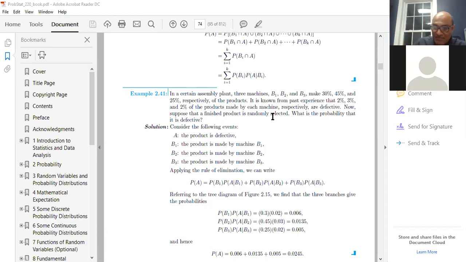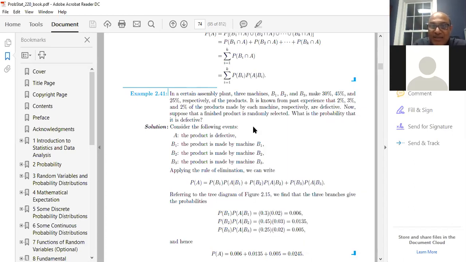What is the probability that the product is defective? That means you are looking for just the defect, set A. That is called the total probability. But if you ask what is the probability that the defective product was produced by machine B1 or machine B2, in that case we are going to find the probability of B1, or B2, or B3. So this one is really very simple.